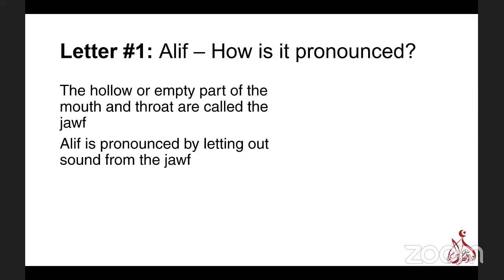Alif is pronounced by letting out the sound from the jawf, from the emptiness of the mouth, that area that's empty where there's nothing there. When it comes from the throat all the way out from the mouth, that's where the alif is going to come from. And while the alif is being pronounced, the tongue should not be doing anything. It should remain at rest.